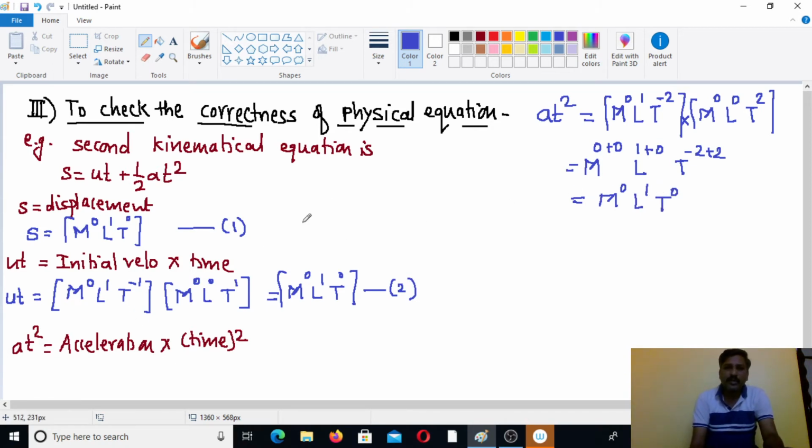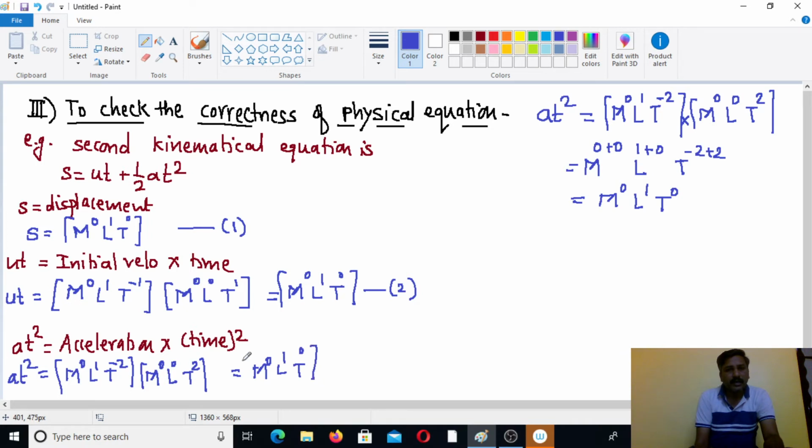Therefore the dimensions of acceleration and time square: I will write here a t square equals M raised to 0, L raised to 1, T raised to minus 2, into M raised to 0, L raised to 0, T raised to 2, and finally it becomes M raised to 0, L raised to 1, T raised to 0. This is my third example.